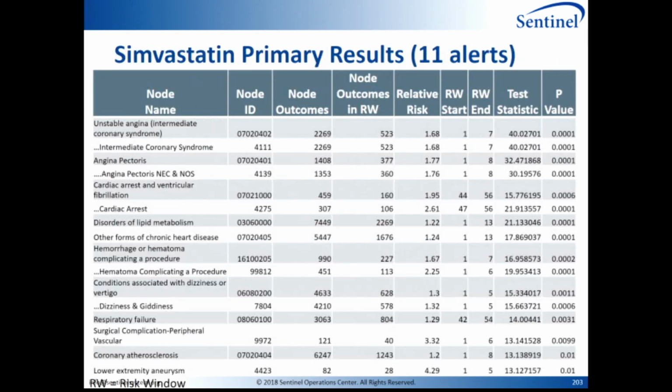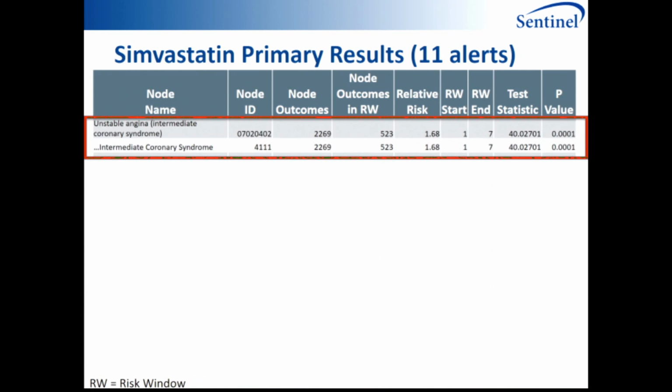So this is a big table, so we're going to take it in chunks. First, overall, simvastatin produced 11 alerts. So these met our criteria to be considered worthy of further triage. I'm going to start at the top and read across this information. So we start with the node name. Remember, this is a tree of 8,000 outcomes. The node name is the name in English of the outcome. The node ID is the place on the tree where it exists. Then the node outcomes, and I'll walk through this.